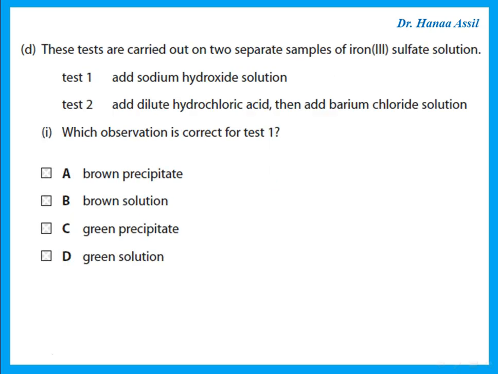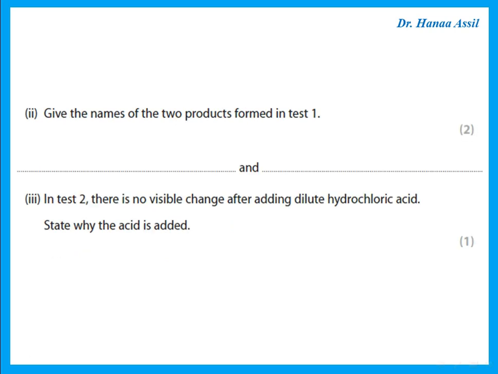These tests are carried out on 2 separate samples of what? Iron 3 sulfate. Now, he's adding sodium hydroxide solution and then dilute hydrochloric acid. Another test is dilute hydrochloric acid and barium chloride solution. So for test 1, he's adding sodium hydroxide to something that has what? It has iron 3. What should I get? I should get a brown precipitate. Remember, sodium hydroxide solution on iron 3 gives a brown precipitate, or we said a reddish brown precipitate.